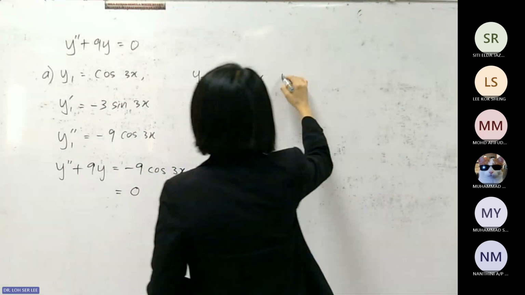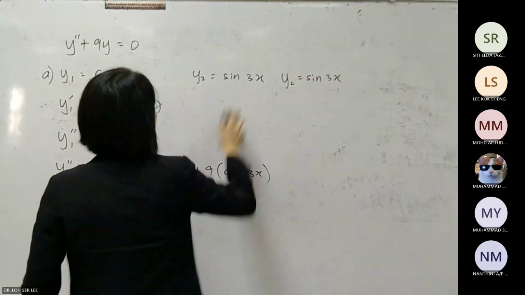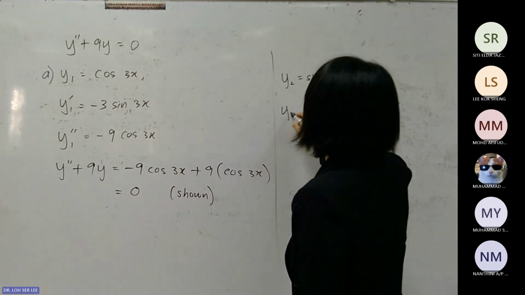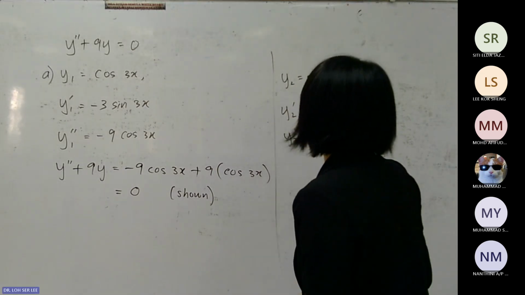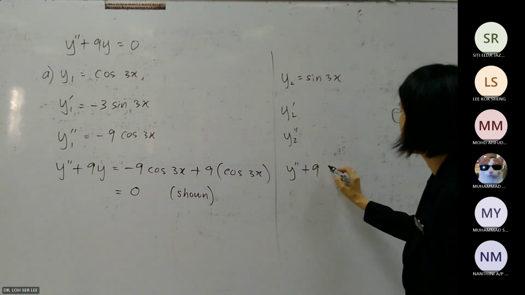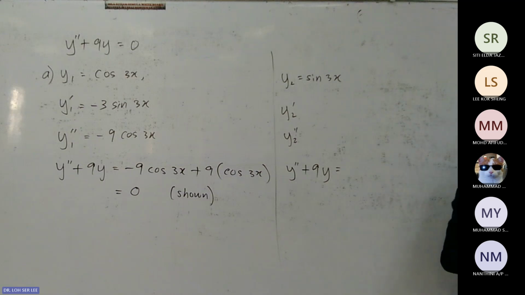Do the same to this y2. Find y2 prime, y2 double prime. Then substitute into the left-hand side of the differential equation.